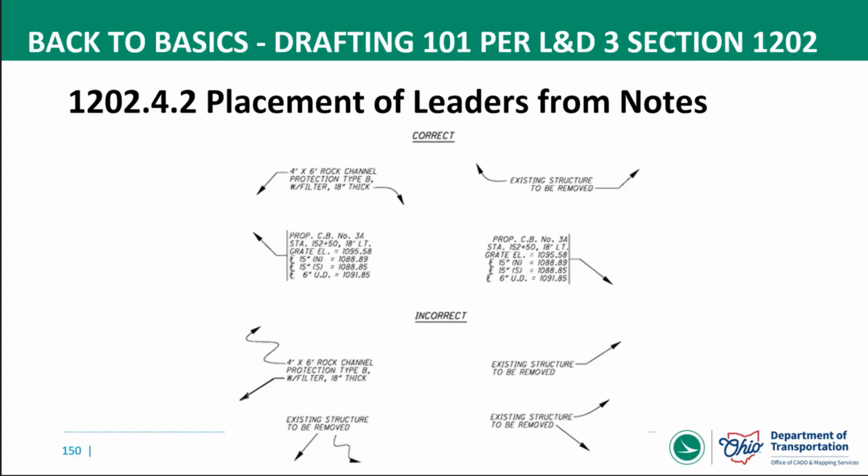And we have some examples in there of what it should be as well. So the top four are kind of the correct examples. The bottom are the incorrect examples. I personally also am not a fan of the note being right justified the way MicroStation does it when the leader is coming off of the bottom right. I think it's hard to read. But per the L&D, that is acceptable or correct.